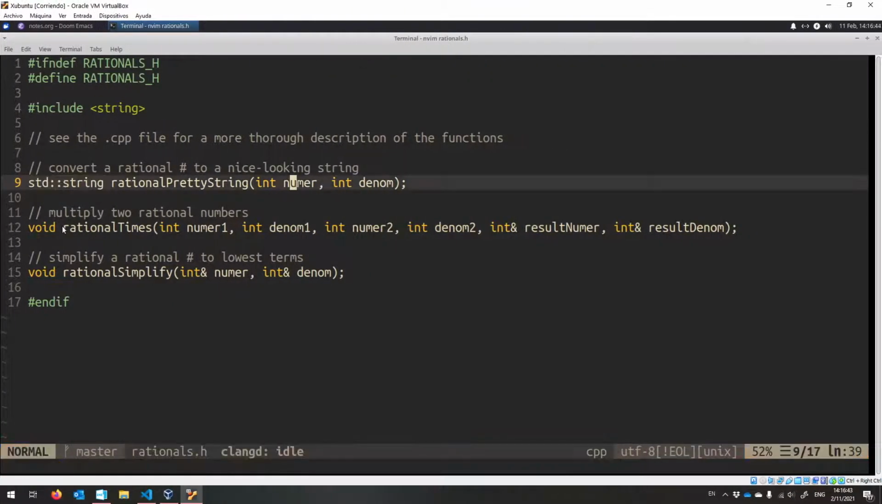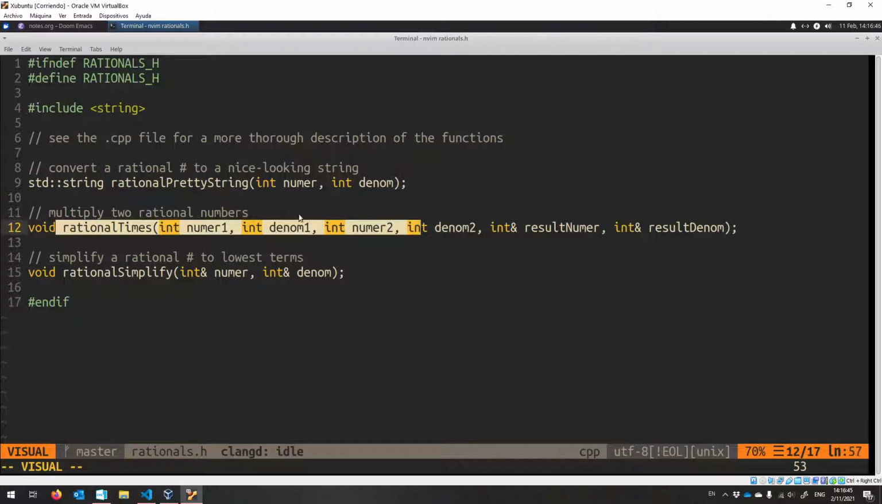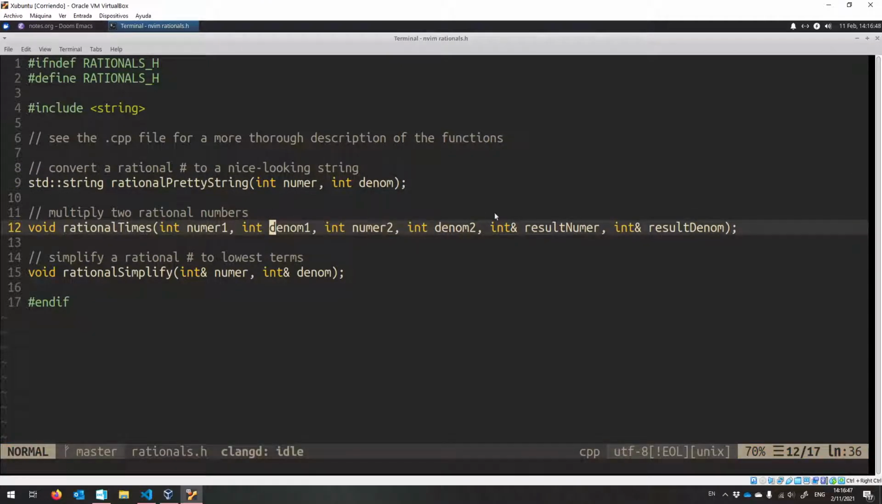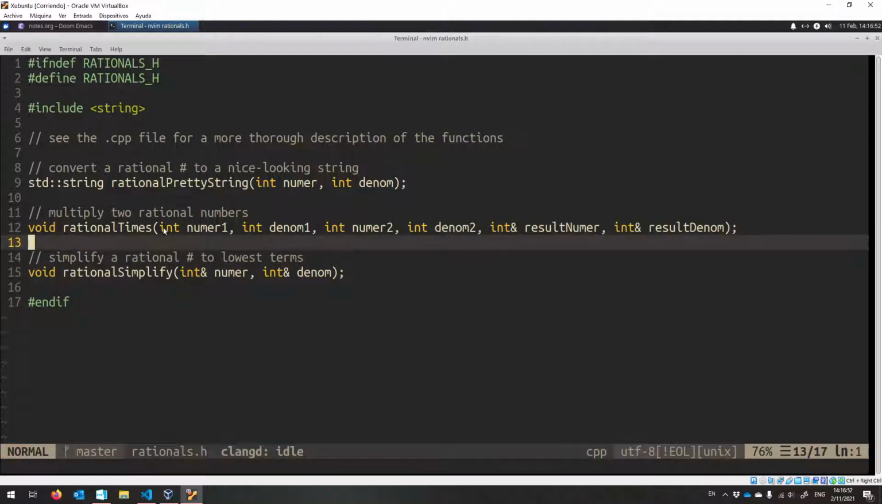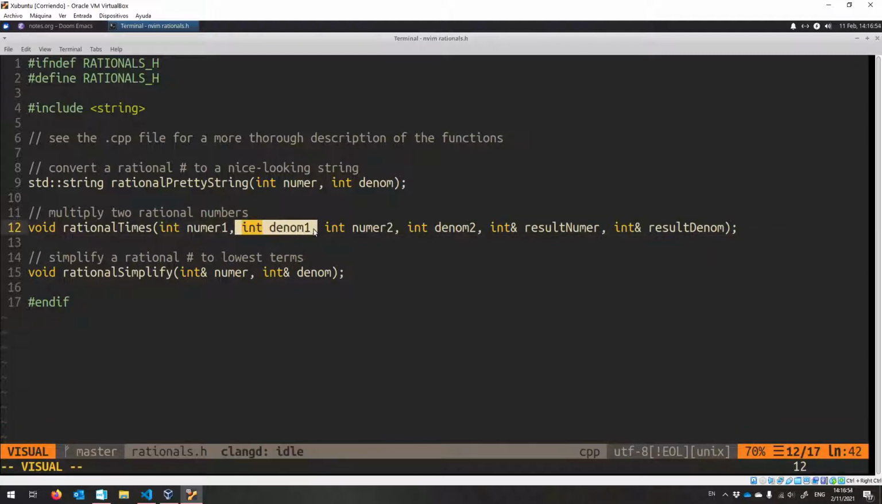And then rational times is going to multiply 2 rational numbers and give back the result using references because we have 2 things to give back. Okay, so you have a numerator and a denominator for the first fraction. Same for the second one, and you want to multiply them together and set the result numerator and the result denominator. Okay, the .cpp file has a ton more comments, don't worry.